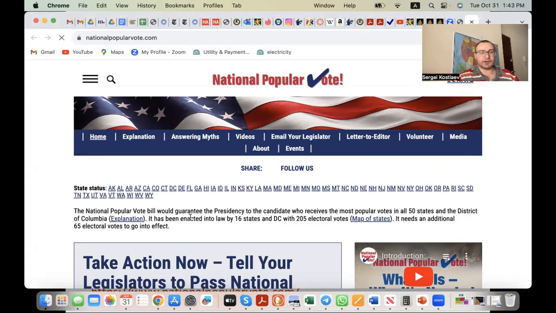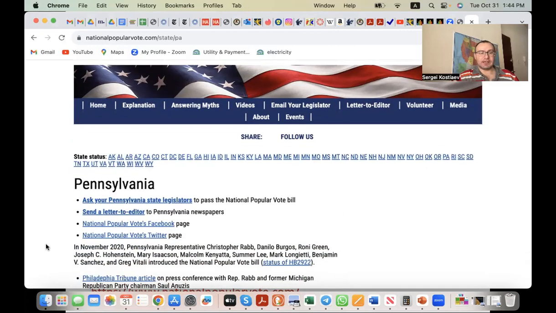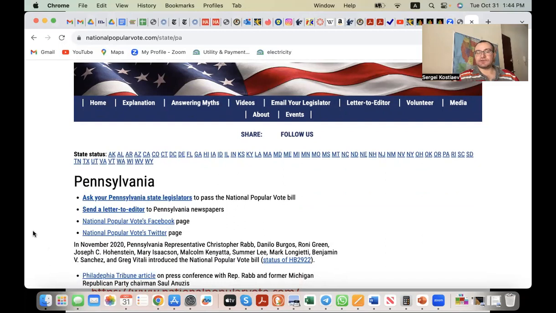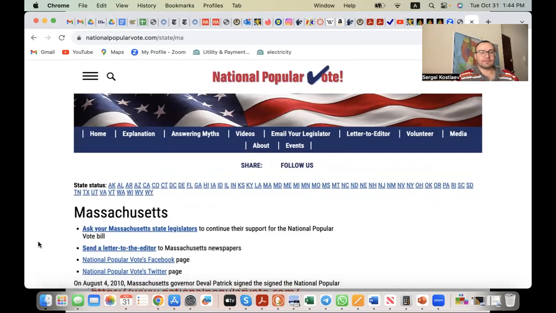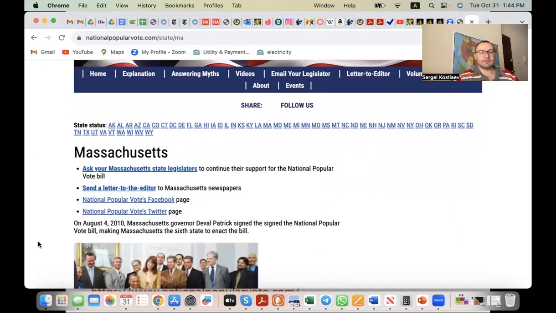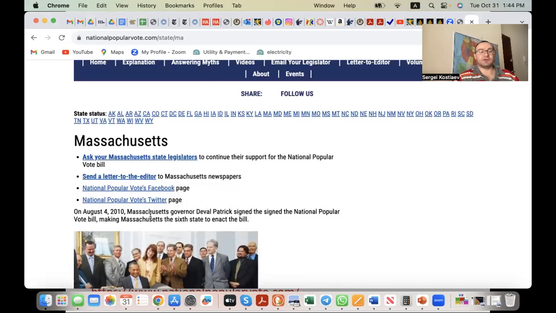So you can go here and see the status in your state. For instance, if you live in Pennsylvania, you can see Pennsylvania didn't join this pact yet. Let's see if you live in New Jersey. Yeah, New Jersey also hasn't joined that pact. So you can check. Actually, yeah, for instance, the state of Massachusetts has already joined this pact.